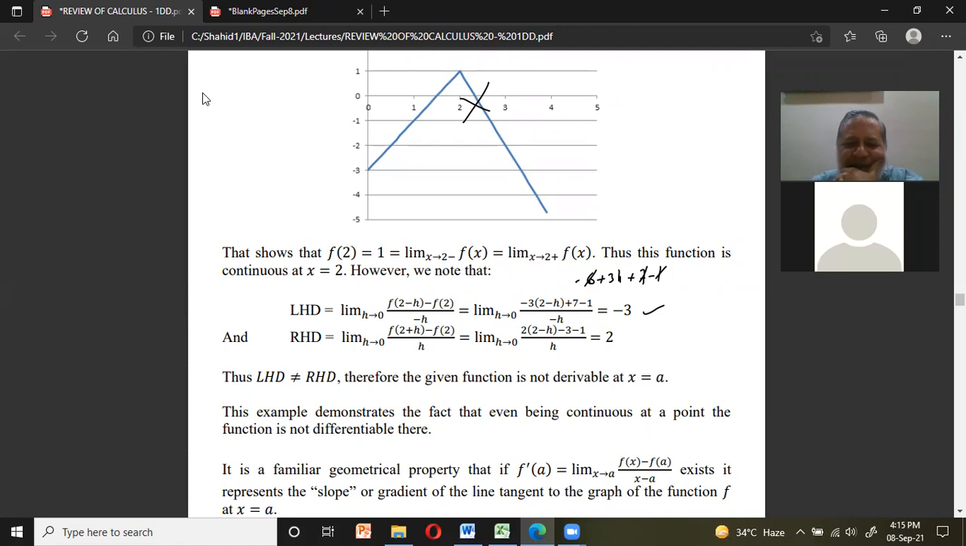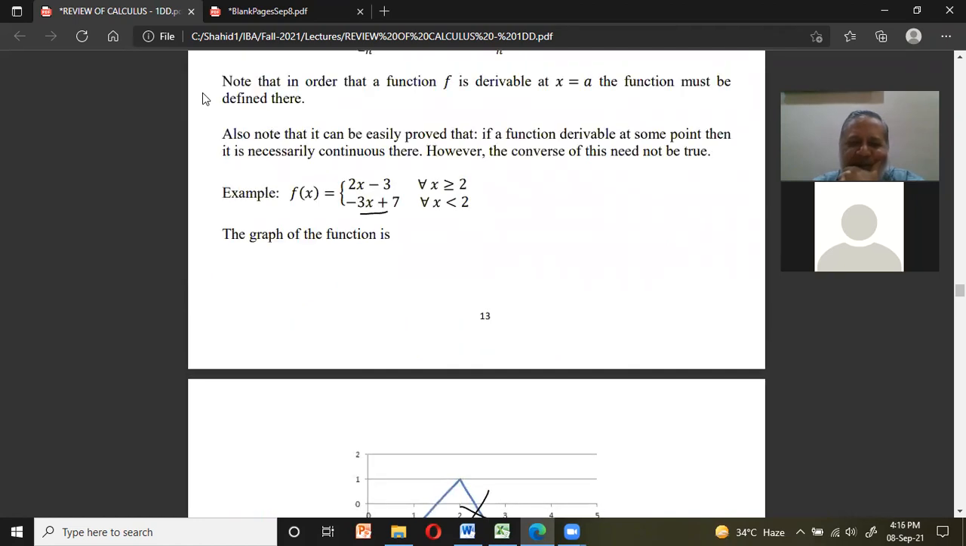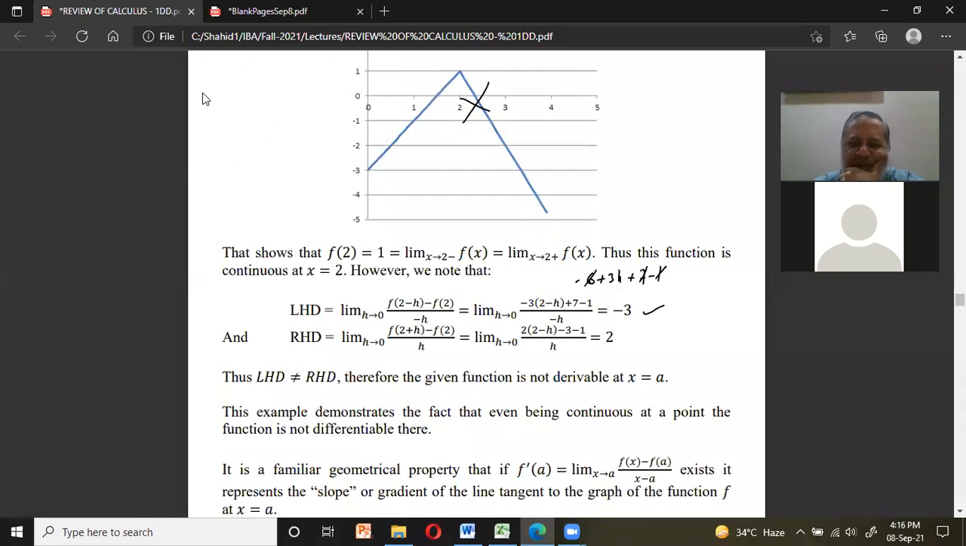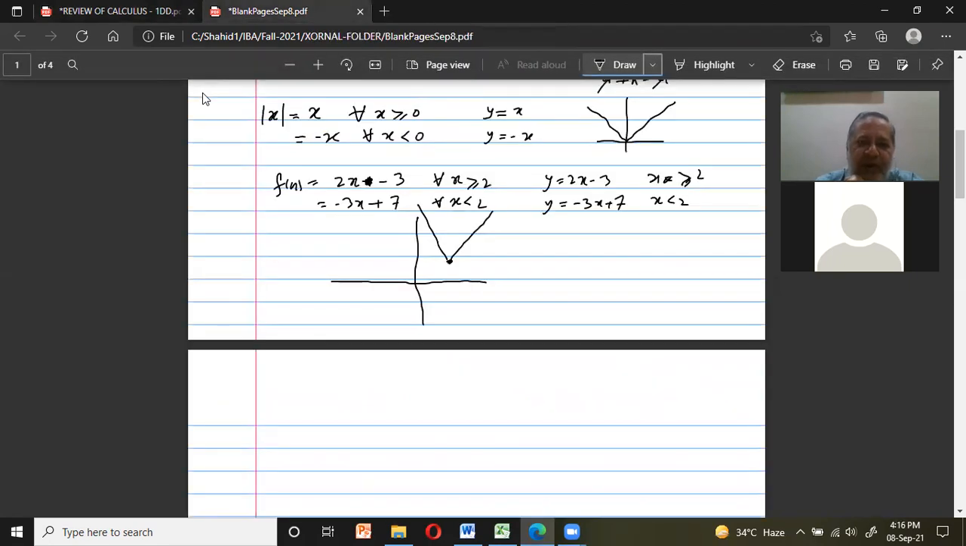Similarly, right hand side pe x is replaced by 2 plus h. In what formula? The right hand side formula, 2x minus 3. So 2x minus 3, you simplify this and you'll get this. So from left hand side and the right hand side, the derivative, the limits that we call left hand derivative and right hand derivative, they are not equal. So this function is not derivable. Now this graph is not appropriate. This graph is appropriate. What's the problem? Right side slope is 2. Left side, the slope is minus 3.